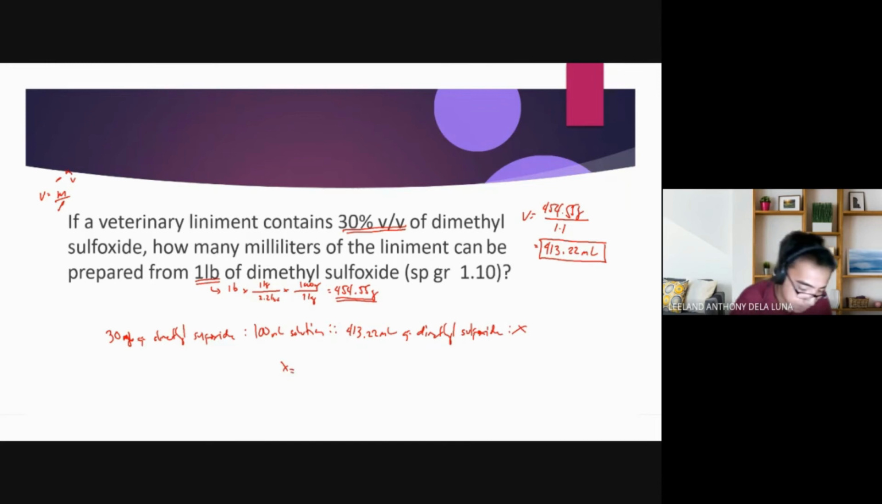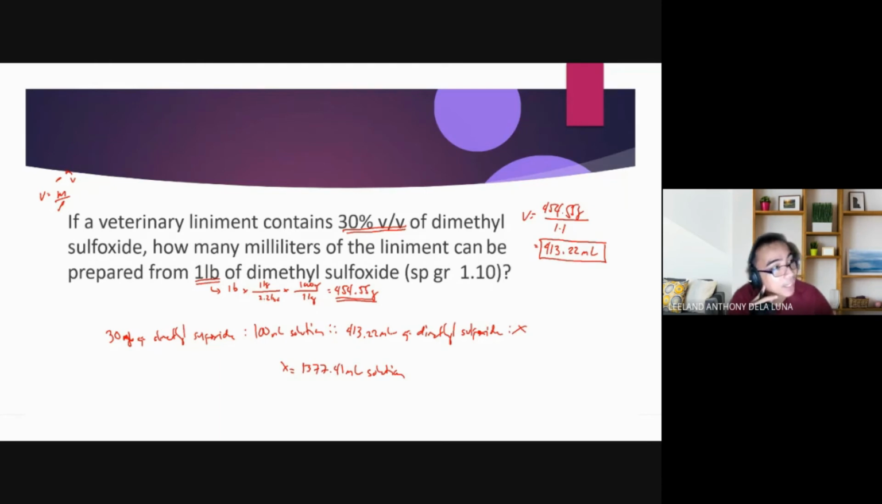Therefore, X equals, times 100 divided by 30. We get a 1,377.41 ml solution. Are we good? Are we clear? Okay. So, ganun karaming solution na mabubuo ko kung gagamit ako ng 413.22 ml nung ating dimethyl sulfoxide.